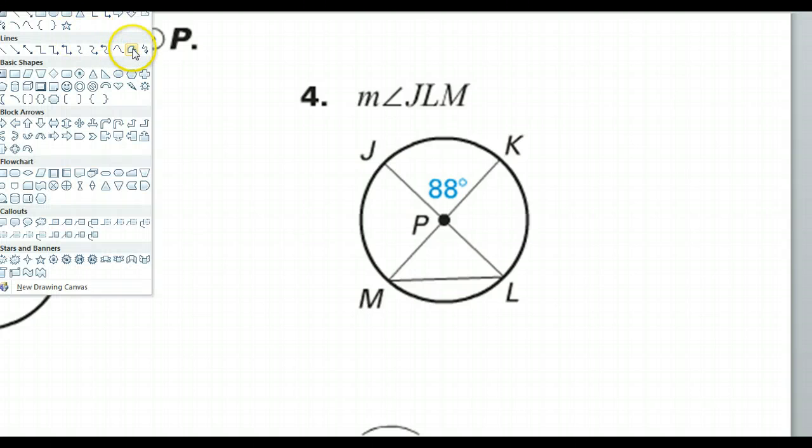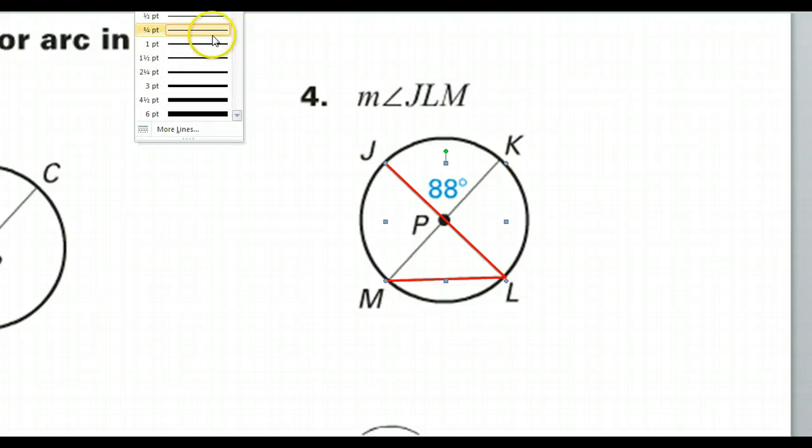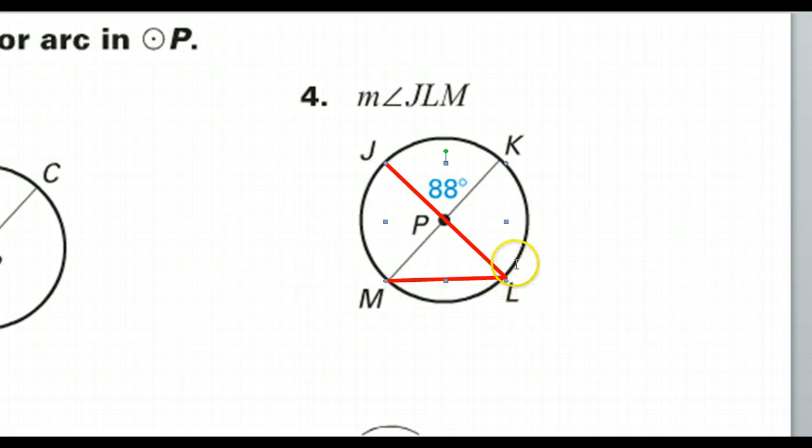Let me see if I can do it neatly using the properties of Microsoft Word. Okay, yes, so let me darken that in. So that is what we are supposed to find, that red angle right there. That's our goal. There's a couple different ways to do it, but here's the one that occurs to me first.